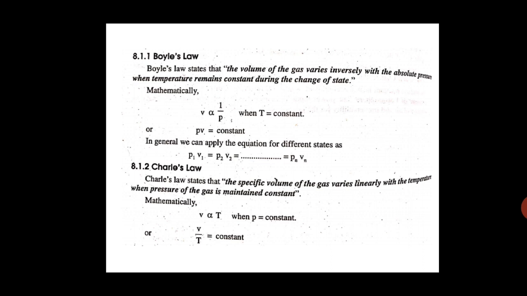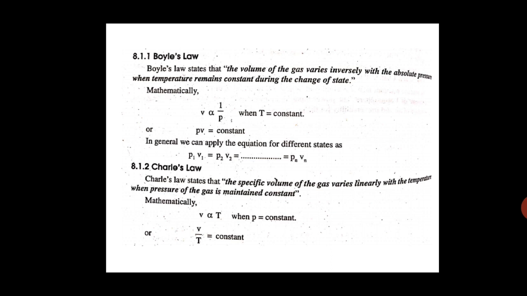A gas which follows the gas laws at all ranges of pressure and temperature can be considered an ideal gas. Basically we have two laws, Boyle's law and Charles' law, which you studied in 12th standard. Just to refresh, Boyle's law states that the volume of the gas varies inversely with the absolute pressure when the temperature remains constant during the change of state.